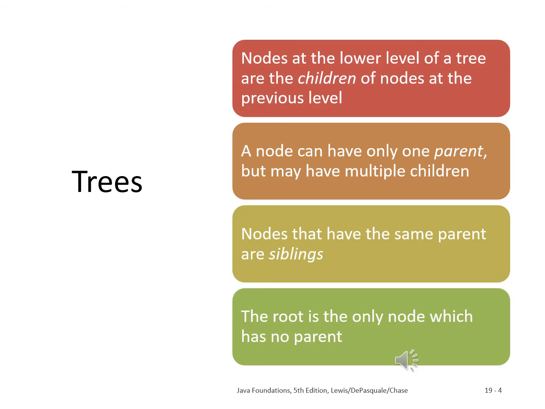Nodes at the lower level of a tree are children of nodes at the previous level. But remember, there can only be one root node, and a node can only have one parent. However, it may have multiple children. Siblings are nodes that have the same parent. And the root node is the only node that can't have any parents. Obviously, it's at the top of the hierarchy.